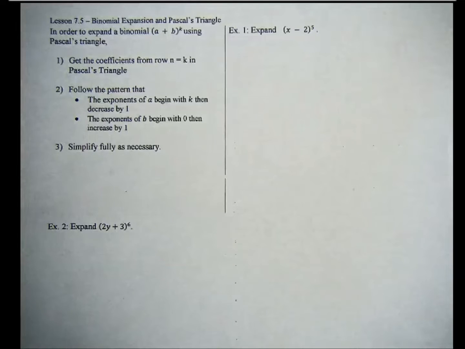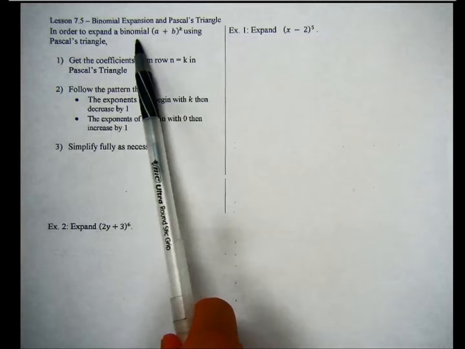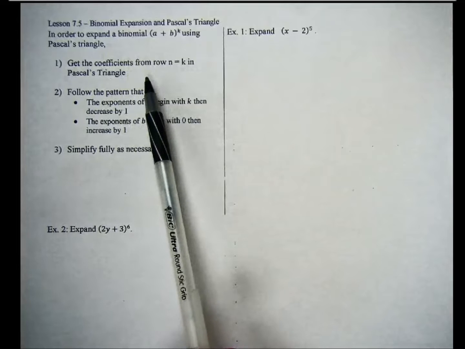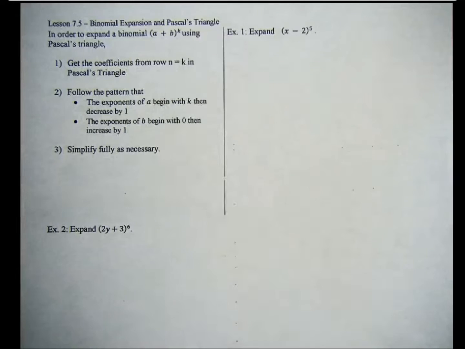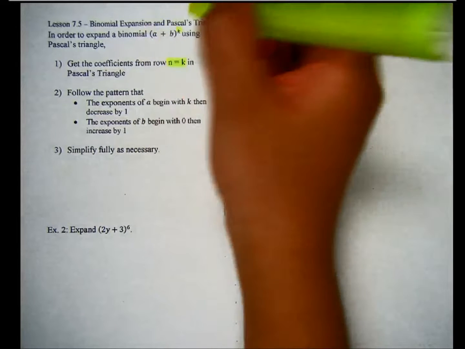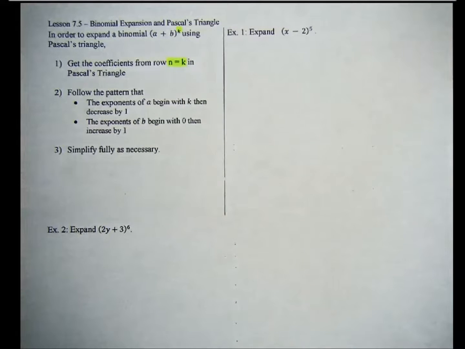Alright, so here are the steps to expand a binomial using Pascal's triangle. So first, get the coefficients from row n equals k in Pascal's triangle. Keep in mind, the first row of Pascal's triangle, the little 1 at the top, that's not row 1. Okay, that's row n equals 0. Alright, and then afterwards follow the pattern that the exponents of a begin with k, then decrease by 1, and the exponents of b begin with 0, then increase by 1.